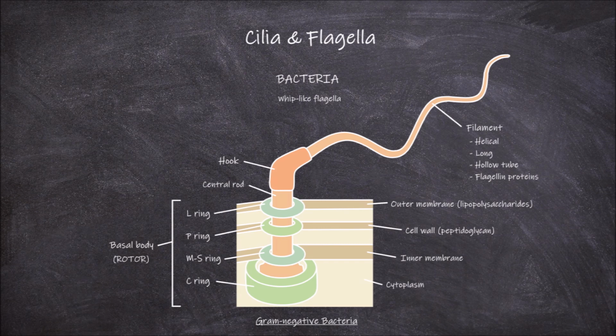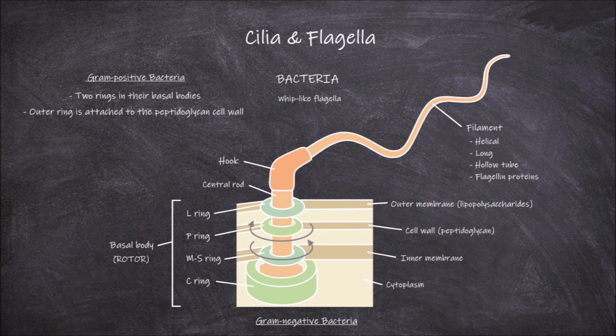The basal body is responsible for the rotor movement of the flagellum filament. It is able to rotate the filament both clockwise and anti-clockwise to create movement in the bacterium. Gram-positive bacteria have just 2 rings in their basal bodies. The outer ring is attached to the peptidoglycan layer. The inner ring is attached to the plasma membrane.